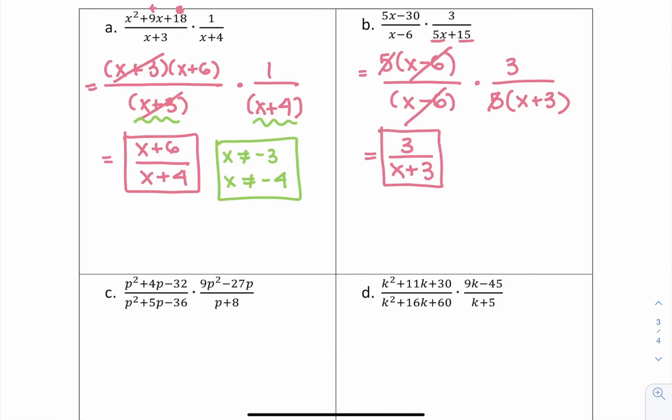Now I'm just going to look back to where I first factored everything to find my excluded values. X minus 6 can't be 0, which means x can't be 6. X plus 3 can't be 0, so x can't be negative 3.